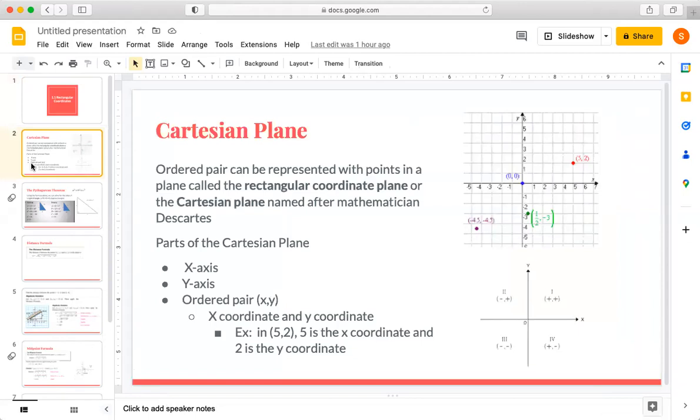Okay, so we're going to start with the Cartesian plane. The Cartesian plane is basically the same thing as the rectangular coordinate plane, and it's named after a mathematician, René Descartes. It's what you've probably been seeing since elementary school: the x-axis, the y-axis, the coordinate pairs like (0, 0) and (5, 2), with the 5 being the x coordinate and the y coordinate being 2. And you have to know that there's an origin at (0, 0).